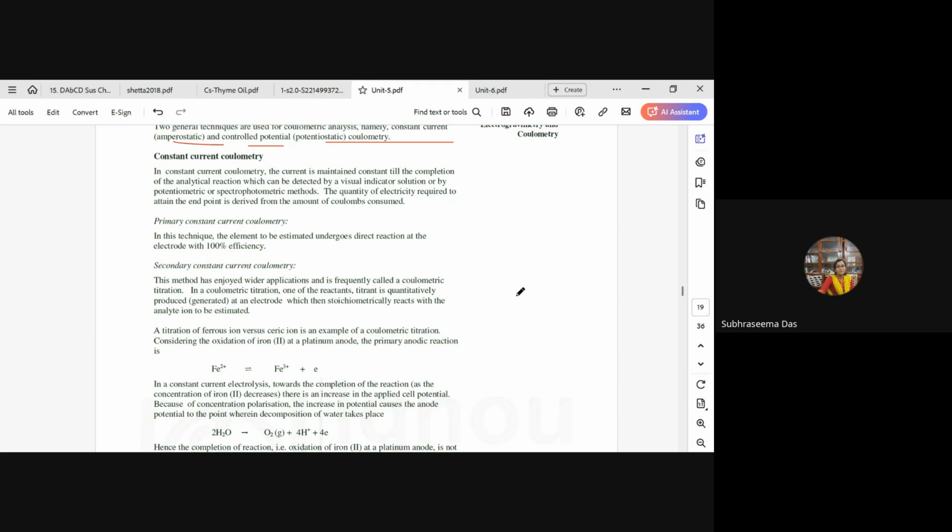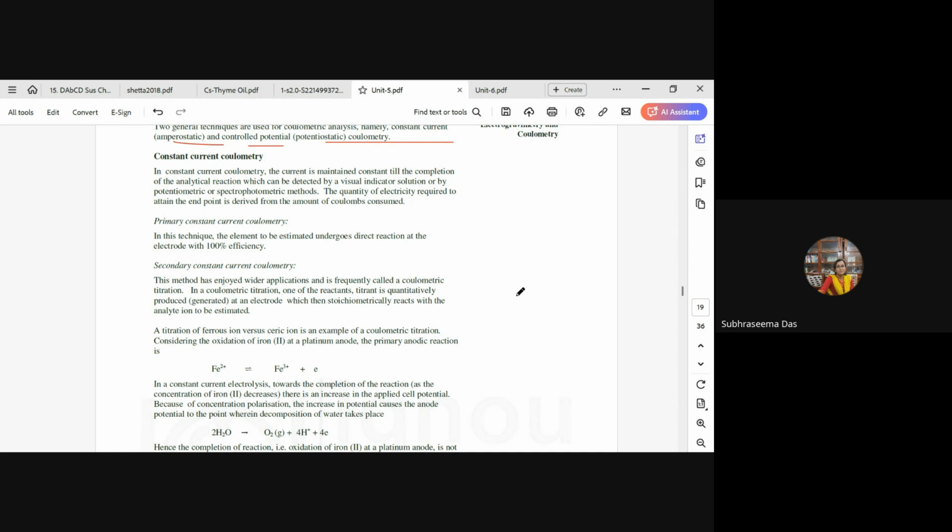The quantity of electricity that is required to achieve the end point is derived from the amount of coulombs that is consumed by applying Faraday's laws. In primary constant current coulometry, the element undergoes direct reaction at the electrode with 100% efficiency. Then we have secondary constant current coulometry. This is more frequently used and it is called coulometric titration.